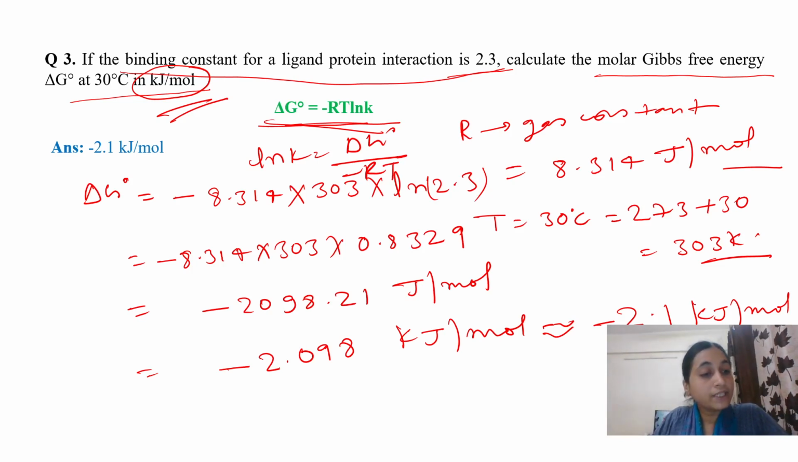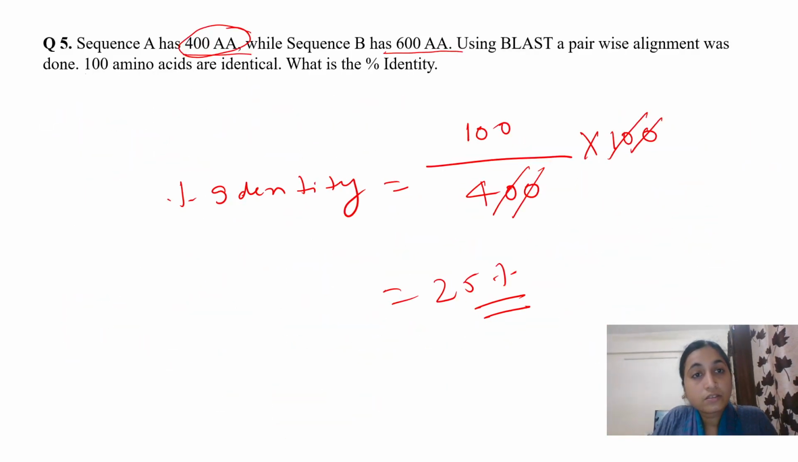So now you all are okay with this assignment? Question 5 and 6. This is question number 5. In this question, they have asked us to calculate percentage identity. For calculating the percentage identity, you first take the identical amino acids as the numerator and then divide by the length of the sequence which has fewer amino acids compared to the other sequence. In this question, sequence A has fewer amino acids than sequence B. So we will take this 400 and calculate it. This will come to 25%.